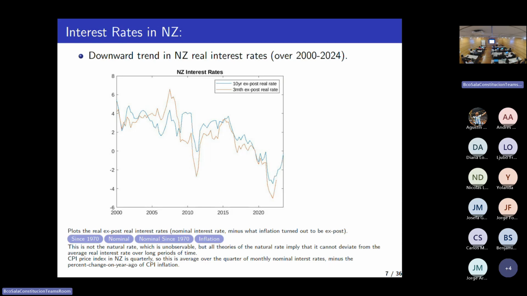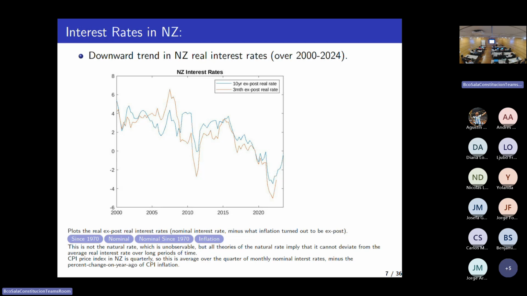You're probably not particularly interested in exactly what the New Zealand interest rate is, but what I'm doing here is just showing you that downward trend. I'm not attempting to plot the natural rate of interest here. This is just the ex post real rate, the nominal rate minus what inflation turned out to be after the fact. You can see there's a downward trend over this period of 2000 to 2024.